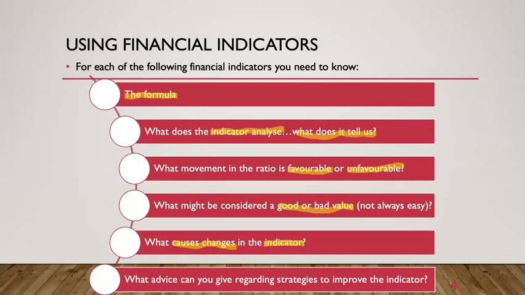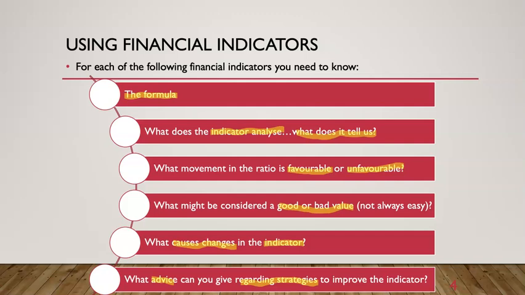Particularly if we have a number of indicators, how have they worked together to tell us a story of our business? And then importantly, once we've been that detective and worked all this out, what advice can you give regarding strategies to improve that indicator? Because all of this analysis is just about allowing us to make better decisions.